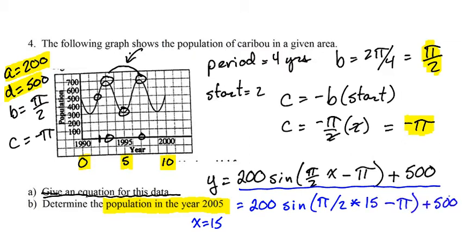Make sure your calculator is set up in radians, and when you plug all that into your calculator, you should end up with an answer of 700, a population size of 700 in the year 2005, which corresponds to 2000, 2001, 2, 3, 4, and 5. Yeah, it should have peaked out about there.